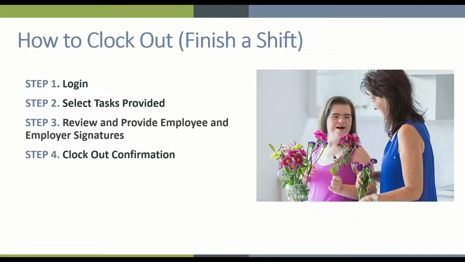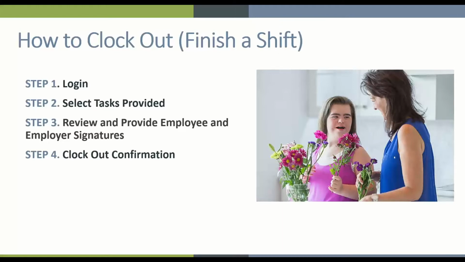So let's fast forward. We've clocked in, we've provided our shift, our services. It's now time to clock out. Our day is finished, or at least this shift is finished. So to start, you want to log back into CellTrak. Whether you are connected to the internet or cell phone reception or not, whether you're at the person's home, wherever you end your shift as agreed upon between the employee and the employer, it's time to clock out.